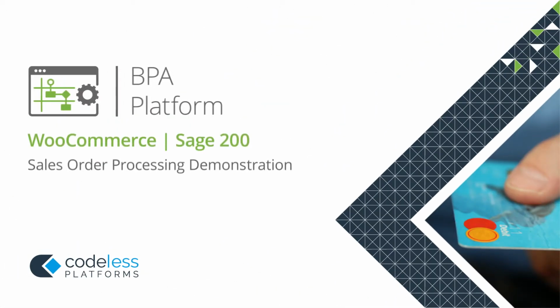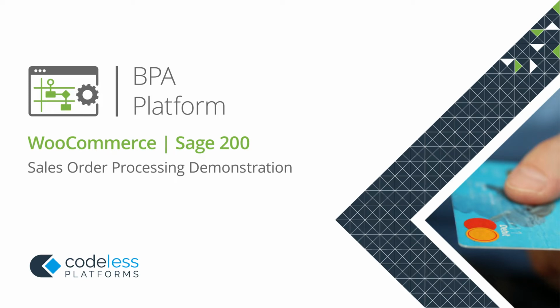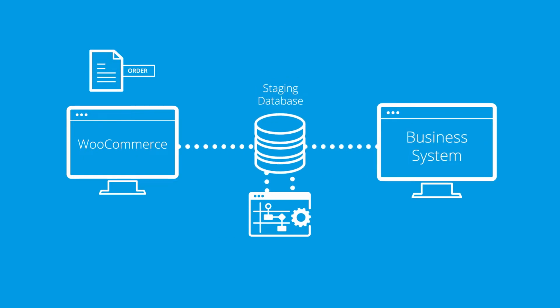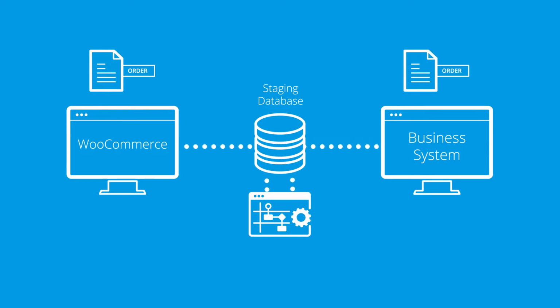Welcome to the WooCommerce to Sage 200 Sales Order Processing demonstration. In this video, we will place an order in WooCommerce. BPA Platform will download this to a staging database, then map and transform this to Sage 200.